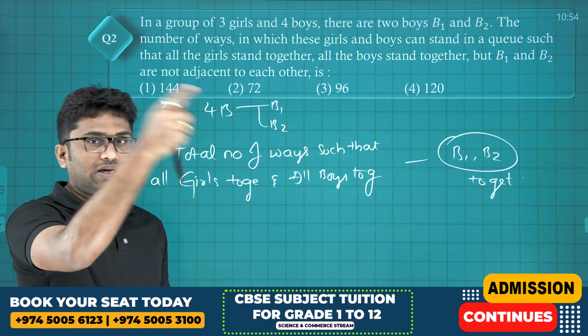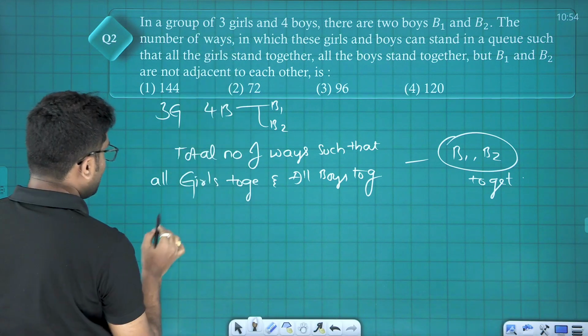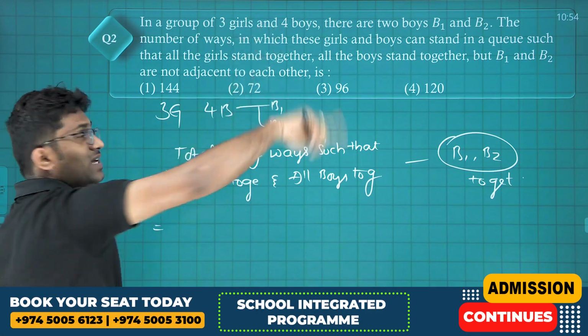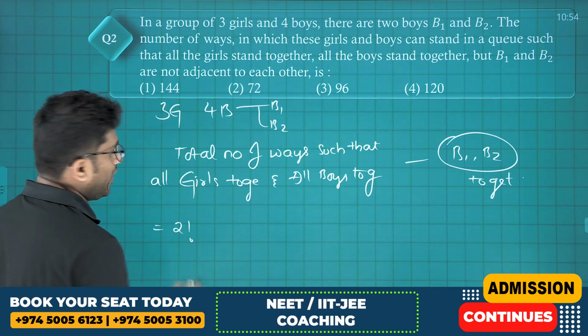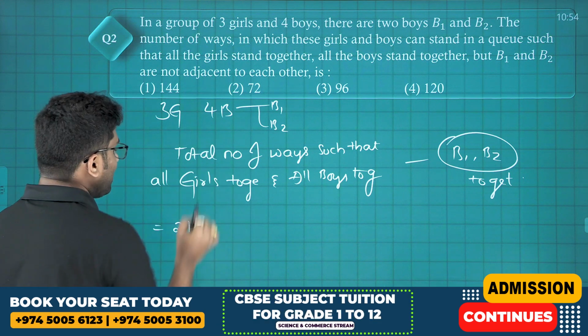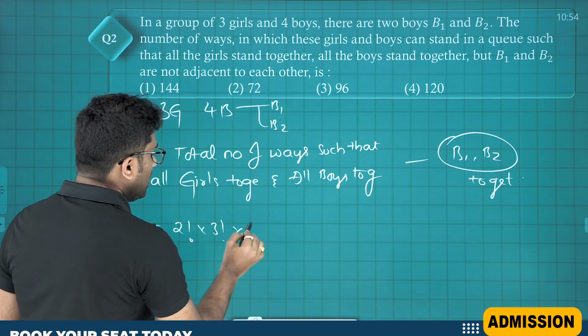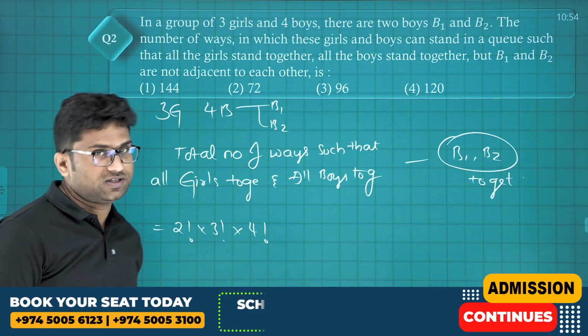Okay, so the total number of ways such that all girls are together: we take all girls as one unit. So 3 girls as one unit, 4 boys as another unit. So 1 plus 1, 2 units can be arranged in 2 factorial ways. But internally girls can be arranged in 3 factorial ways, boys can be arranged in 4 factorial ways.